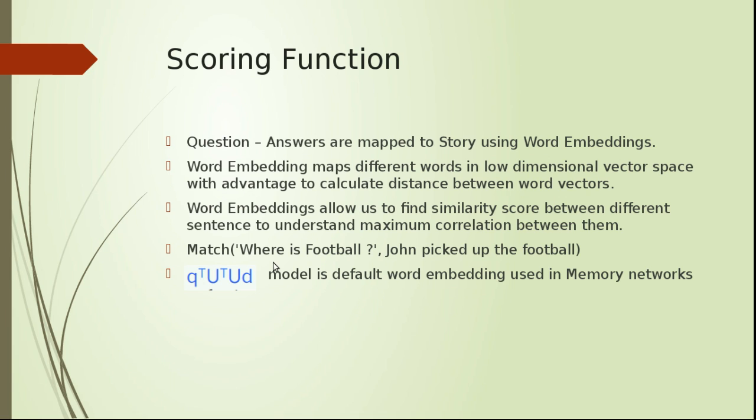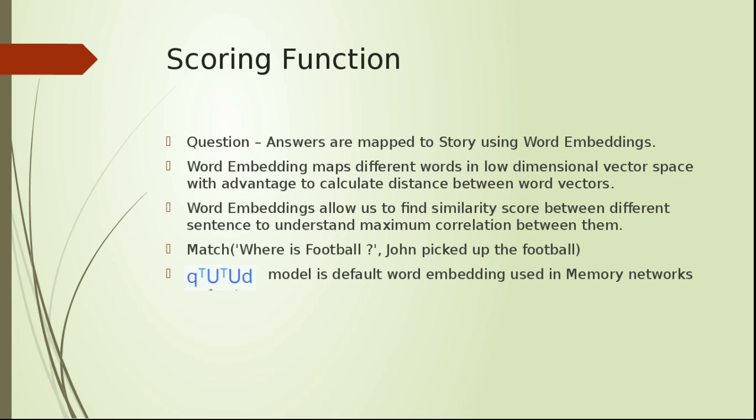So now we'll talk about scoring functions. Scoring functions is how memory network gives us the answers. It matches different sentences and gives out a score. It takes as input a question, takes memory which we have already stored as I of x, applies a scoring function between the question and the memory, and gives out a score from which we can say which sentence is highly correlated with the question.